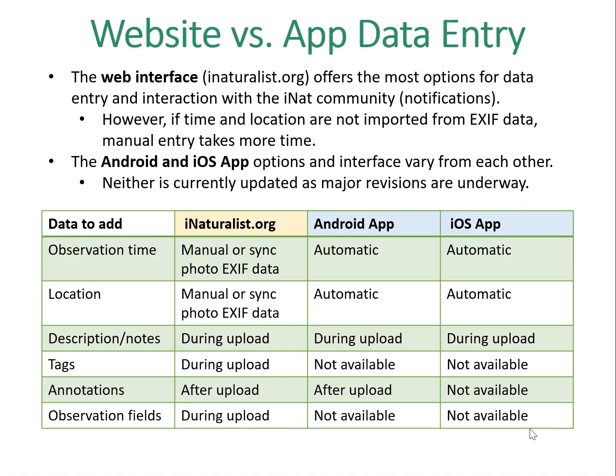Now, depending on what you want to do with iNaturalist, one version might work better than the other. The website, for example, offers additional options for adding tags, annotations, and other things to your observations. However, you might have to add the location information, for example, by putting a pin on a map. The phone apps, on the other hand, are able to automatically recognize where you are making your observations, based on the built-in GPS in your phone. So that allows you to upload observations a lot more quickly than if you were using the web interface.